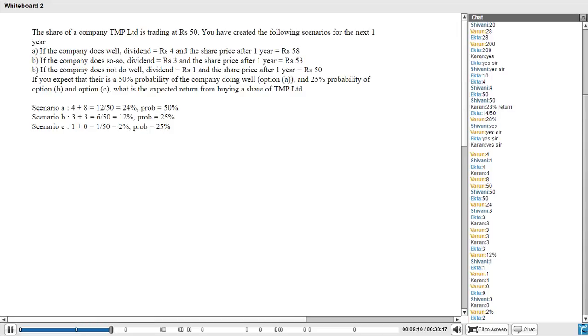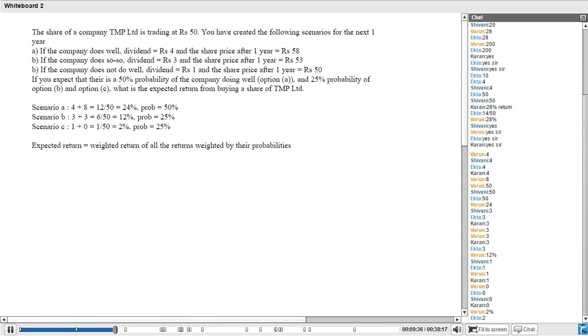So the expected return is the weighted return of all the returns weighted by their probabilities. So it is a probabilistic weighted average. Is that clear to you? So we are weighting the returns by their probabilities.